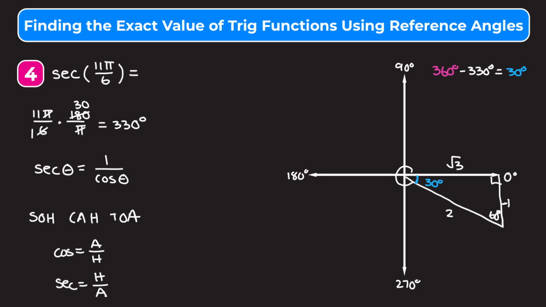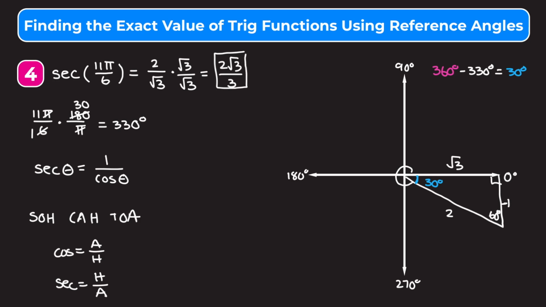So the hypotenuse of this triangle is positive 2. The adjacent side is the square root of 3. And now we just want to get rid of the square root of 3 in the denominator by multiplying the top and bottom of our fraction by the square root of 3. We get 2 root 3 on the top. On the bottom, the square root of 3 times itself is 3. So we get 2 root 3 over 3 as the secant of 11 pi over 6.